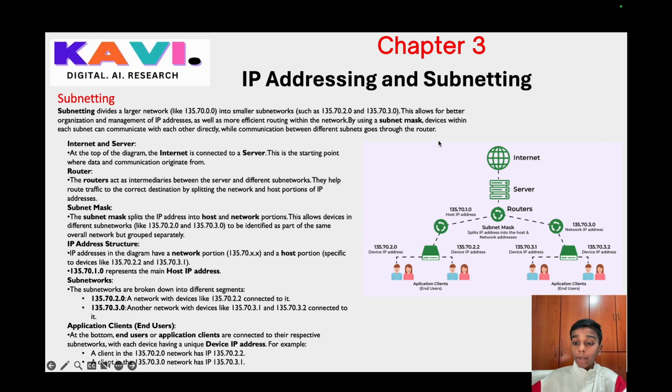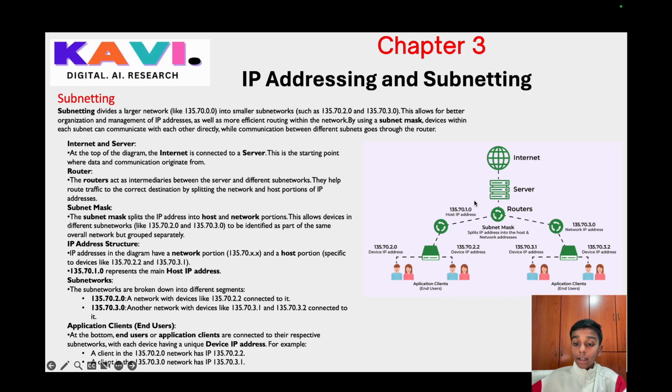At the top of the diagram, the internet is connected to a server. This is the starting point where data and communication originate from. So these two parts handle the communication and where the data is getting sent. And here, moving on to the routers. The routers act as an intermediary between the server and the different subnetworks. They help route traffic to the correct destination by splitting the network and host portions of IP addresses.